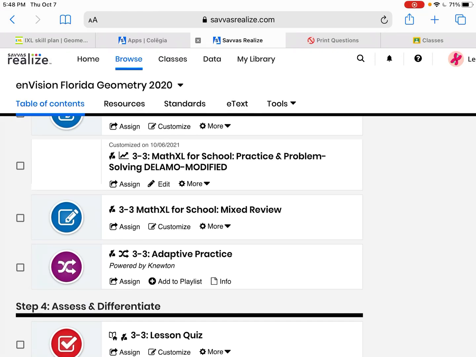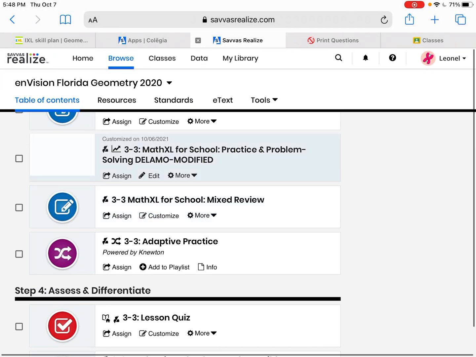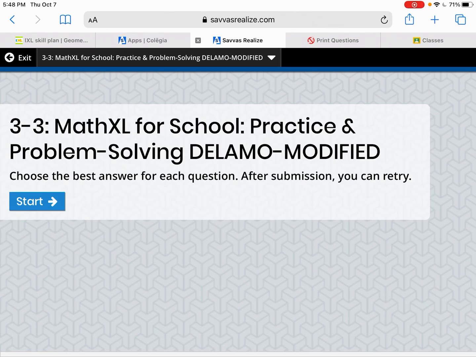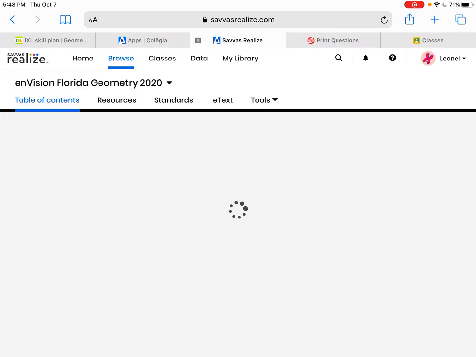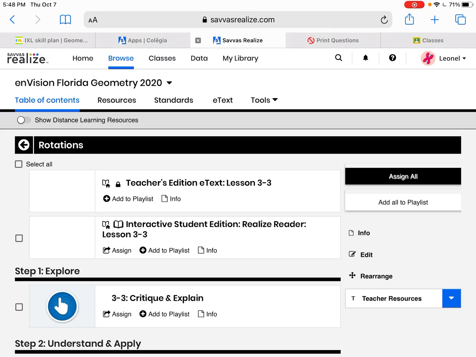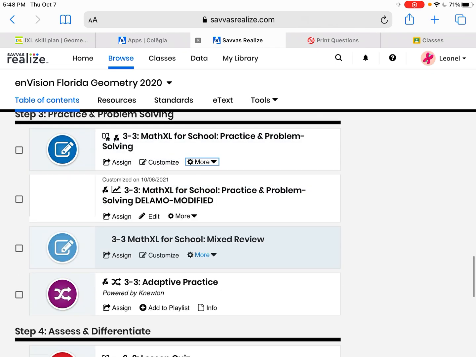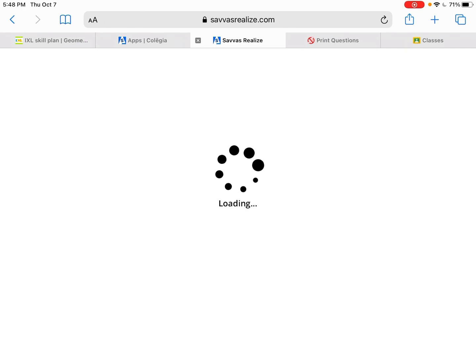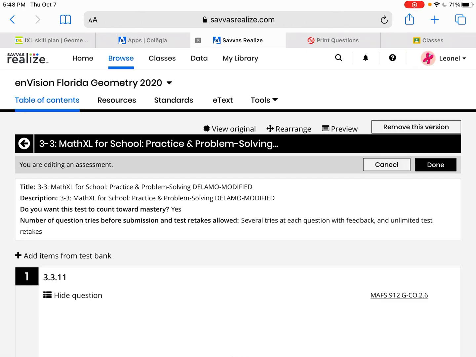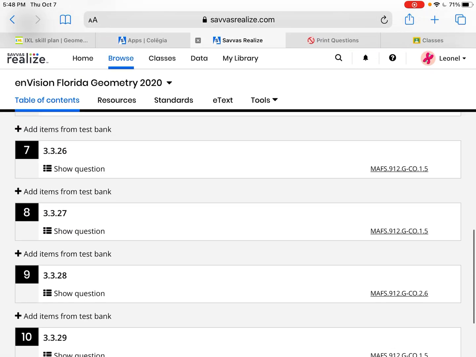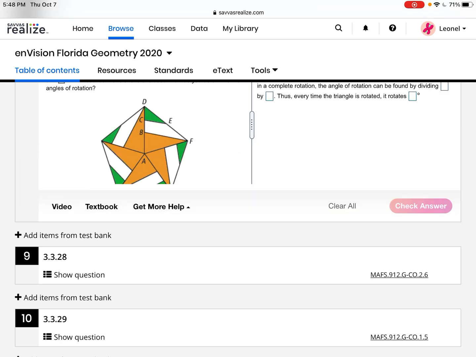Okay, this is a continuation of 3-3 rotations, practice and problem solving. Okay, so we are at number 8, I believe it was.